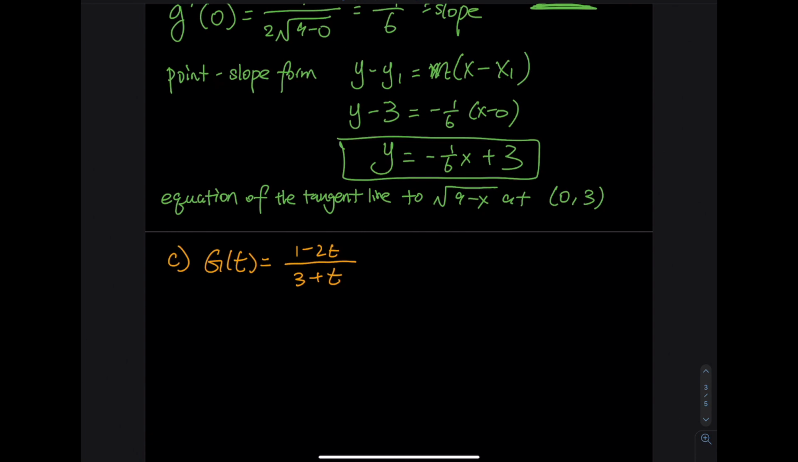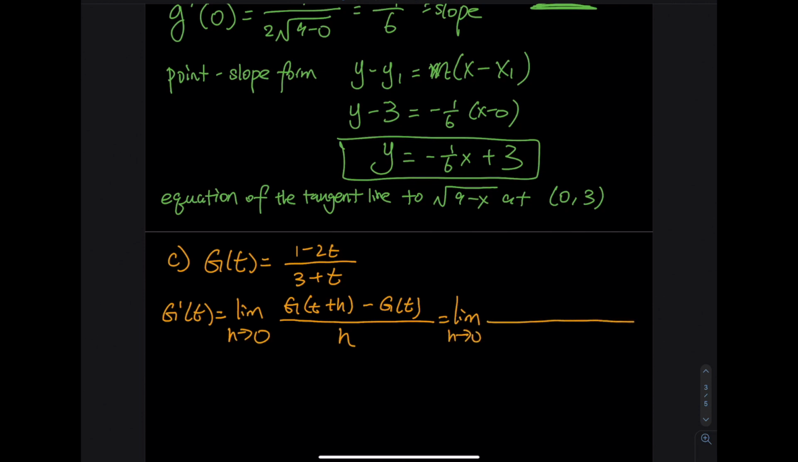So we have g prime of t equals the limit as h goes to 0. We have g of t plus h, not x plus h anymore, minus the function itself, divided by h. So we have limit as h approaches 0, long fraction bar. The top, we have to replace the t with t plus h. So 1 minus 2 times t plus h divided by 3 plus t plus h, minus 1 minus 2t divided by 3 plus t, divided by h.